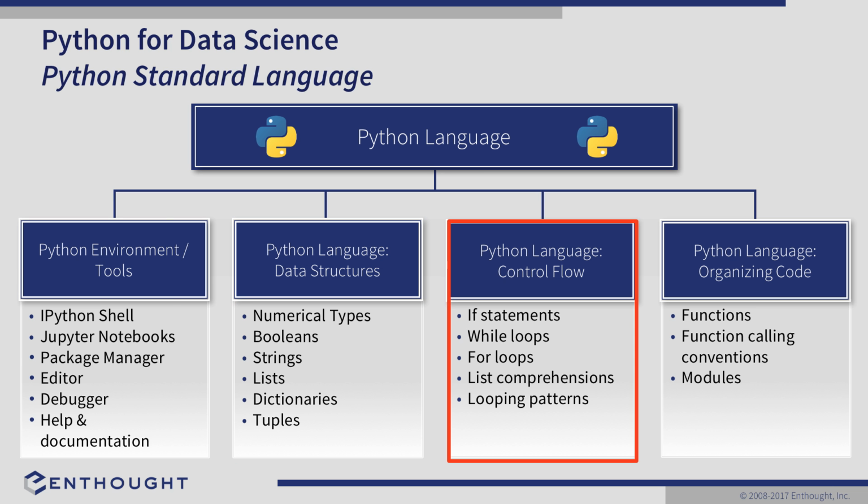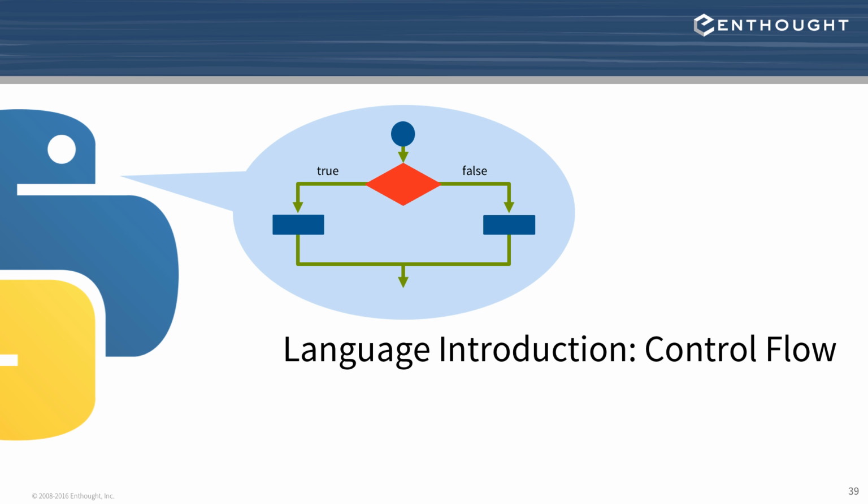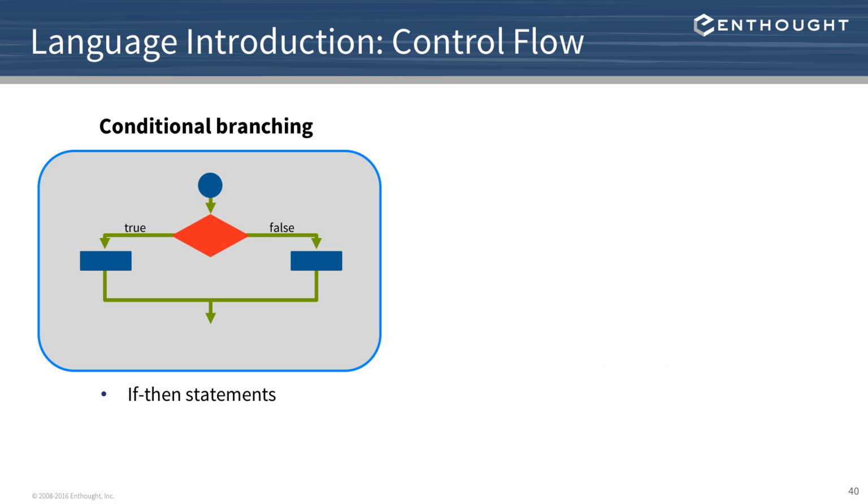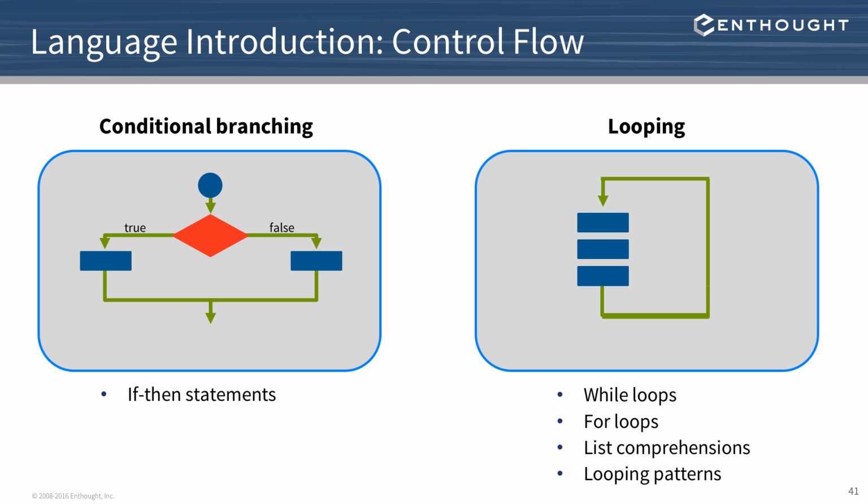All right, so control flow is next. Every program has some logic, so this is fairly standard across languages. We cover if-then statements for conditional, and then looping. If you want to do something a million times with variations, then you need a loop. So there are for loops and while loops, and then there are some special Pythonic looping patterns that we introduce, like list comprehensions.